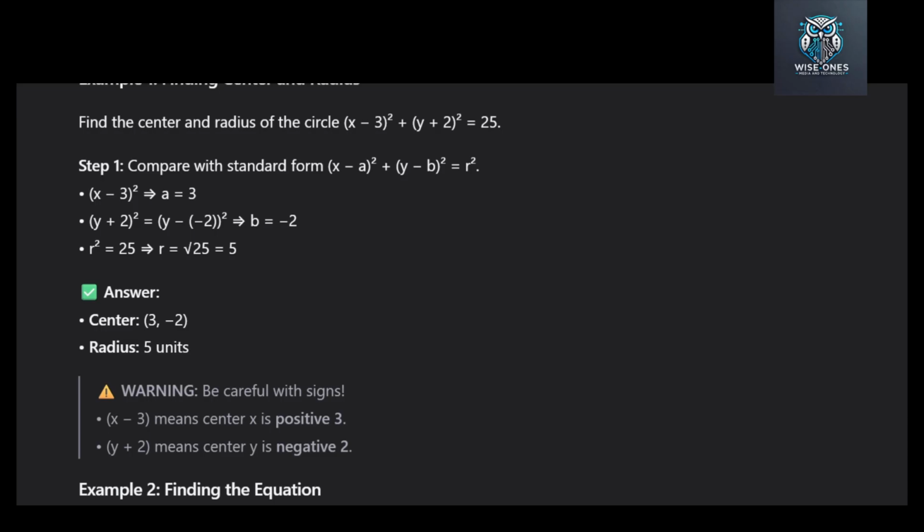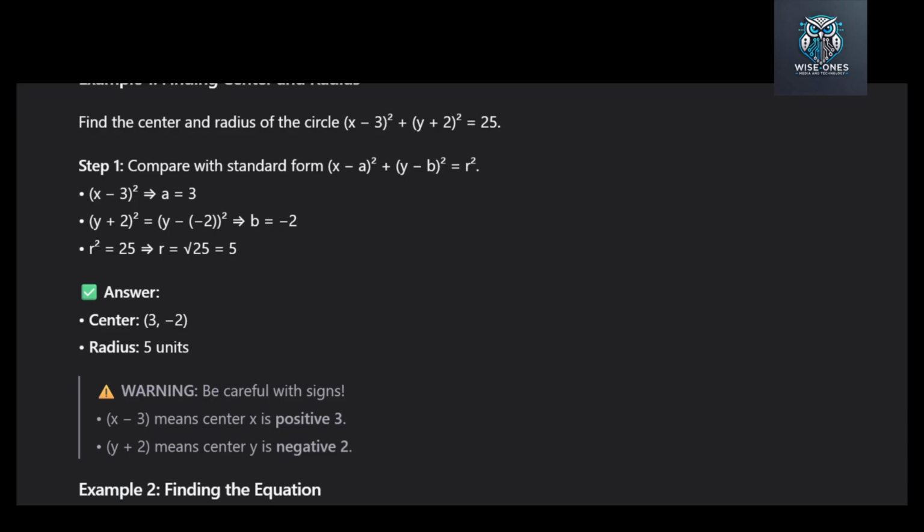Look at the right side, 25. This matches r squared. So r squared equals 25. To find r, we take the square root. The square root of 25 is 5. Answer: center is (3, negative 2). Radius is 5 units.